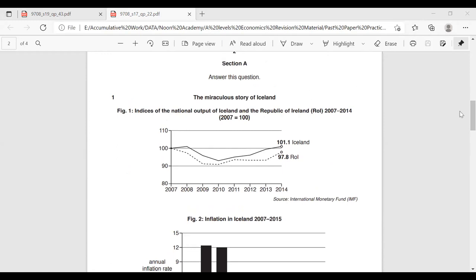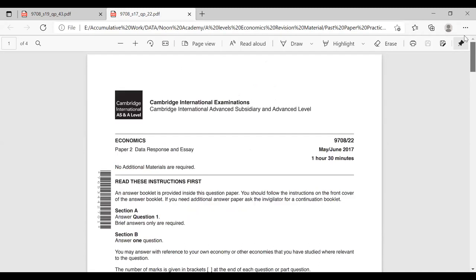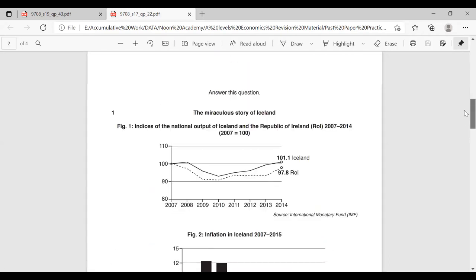Let's get started, students. So this is May-June 2017, and the case study is this: the miraculous story of Iceland. Now, what is this saying? Indices of the national output of Iceland and the Republic of Ireland, 2007 to 2014.